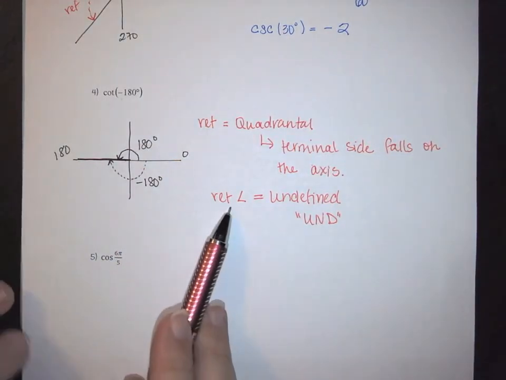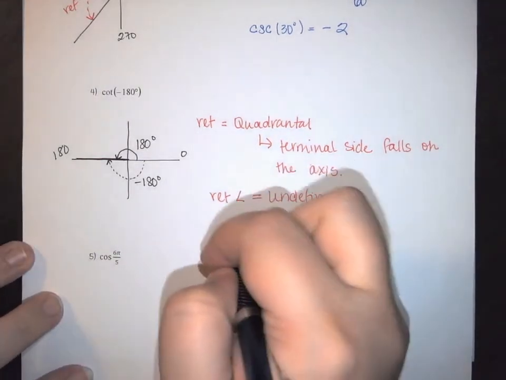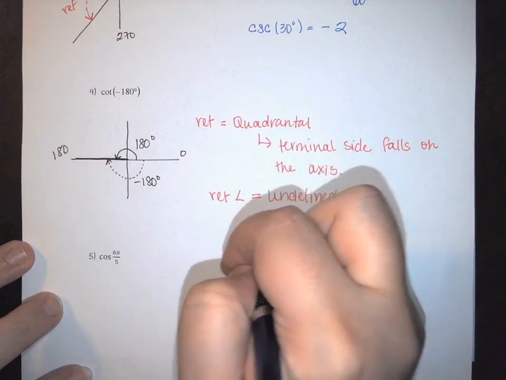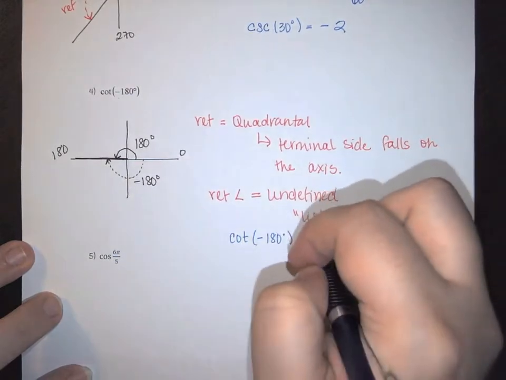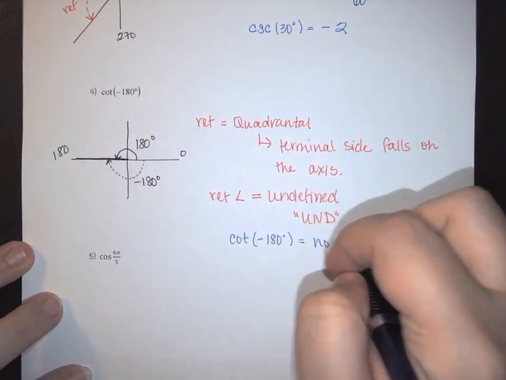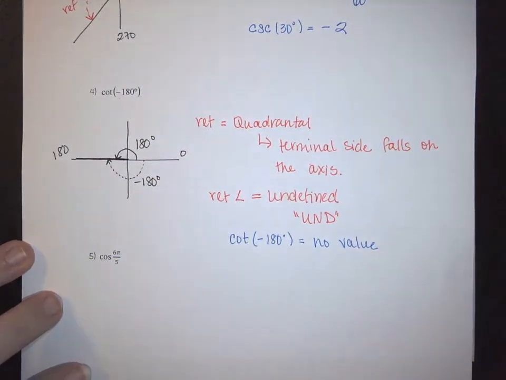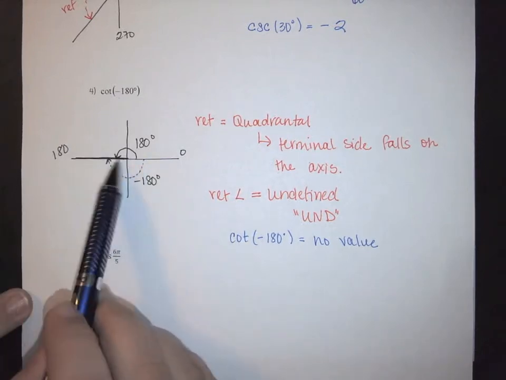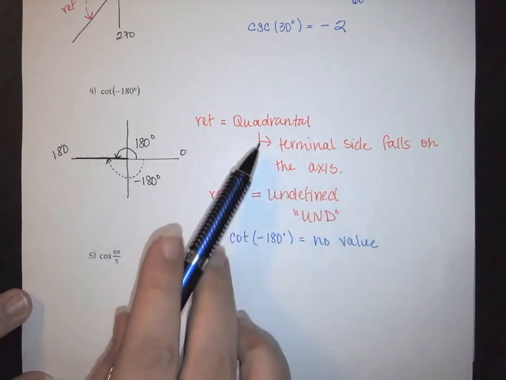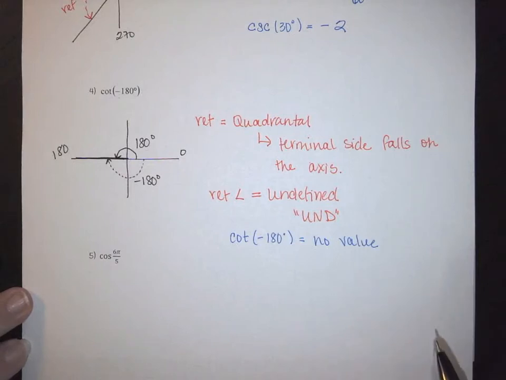Now, because this is undefined, that also means that if we were to think about the cotangent of that negative 180 degrees, well, this has no value, meaning no reference exact value. Okay? So if you ever come across to where you're lying directly on the axis line, this is what we have. We have a quadrantal, which means that we are undefined.